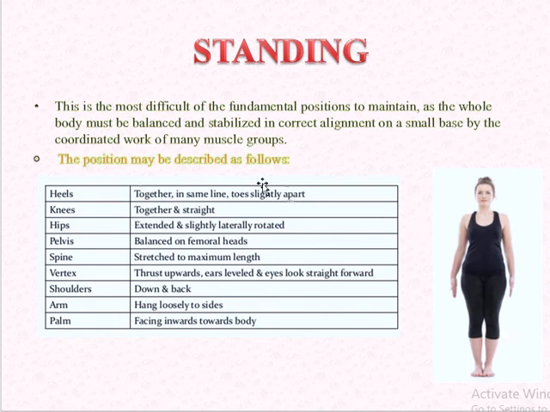The position may be described as follows: heels together in the same line, toes slightly apart, knees together and straight, hips extended and slightly laterally rotated, pelvis balanced on the femoral heads, spine stretched to maximum length, vertex thrust upwards, eyes level and looking straight forward, ears level, shoulders down and back, arms hanging loosely at the sides and palms facing inward towards the body.